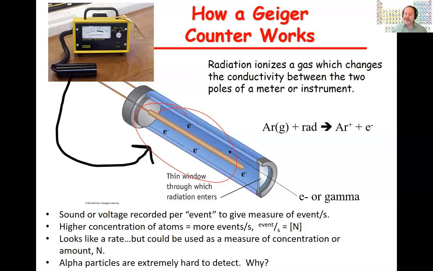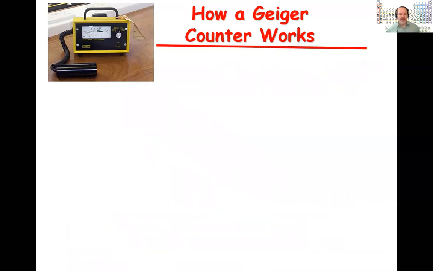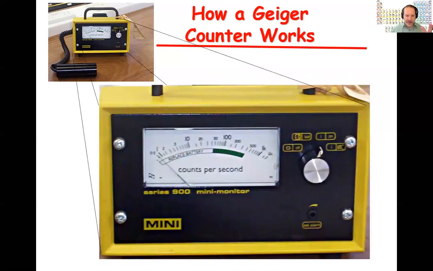All right, alpha particles are sometimes hard to detect because they can't penetrate through these sidewalls to get in and ionize the material. Okay, so I want to keep that in mind. Let's go ahead and erase that before we go on. All right, so you can see a Geiger counter. I blew up the meter, counts per second. Counts per second tells you how much is there based on how fast the degradation is taking place.